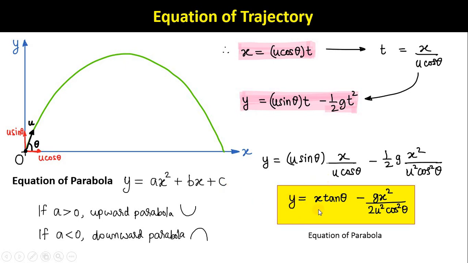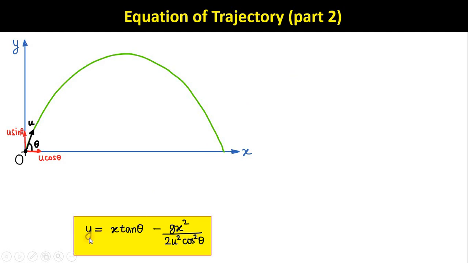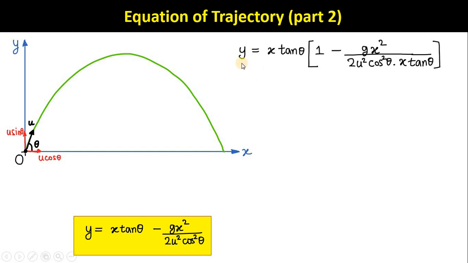Now, one more simple derivation: this equation of trajectory, second part, can also be written in one more very useful format. So starting with this previous derivation, let's do some more analytics on this. From this equation, take x tan theta common from both the terms. Put a bracket here, and from the first term, if you take common, it becomes 1 minus, and from the second term, when you take it common, you put it in the denominator.